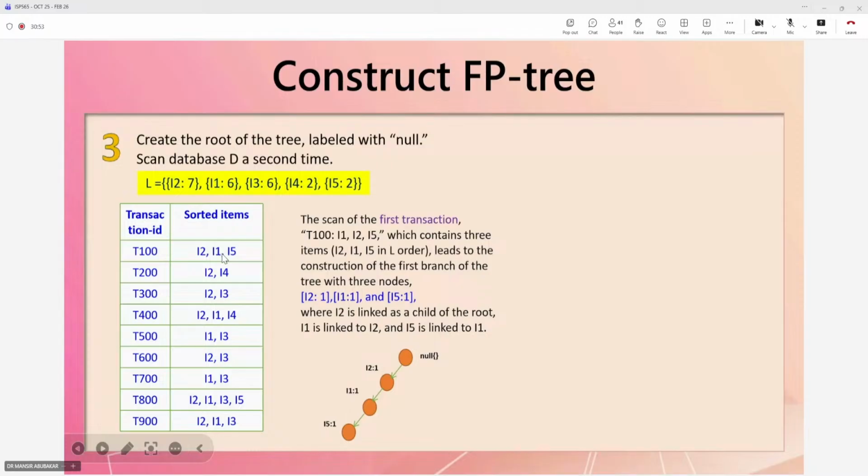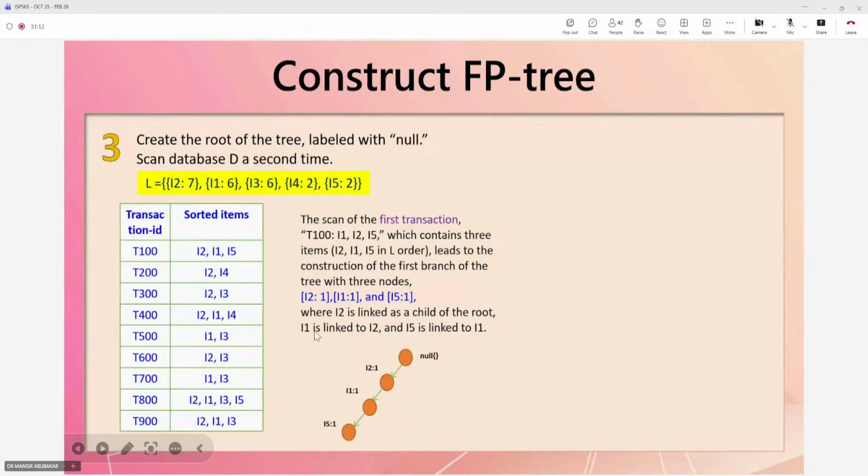I2, 1. In this transaction, we have I2 appearing 1 time. So then we have I2, then we have the support count here. This is why we have I2 colon 1. We have the count. So it started like that up to the point where we exhausted all the transactions here.